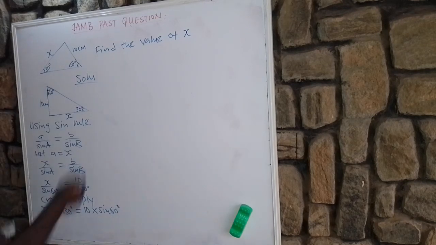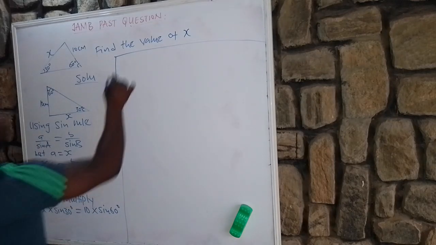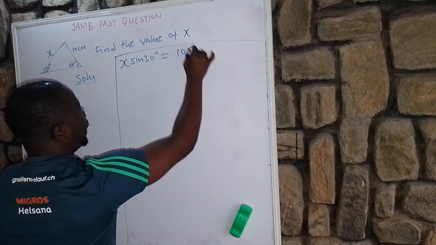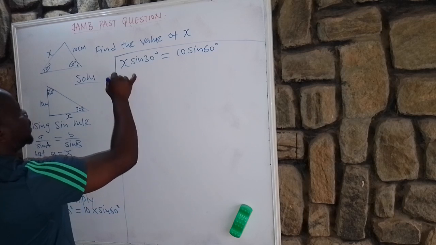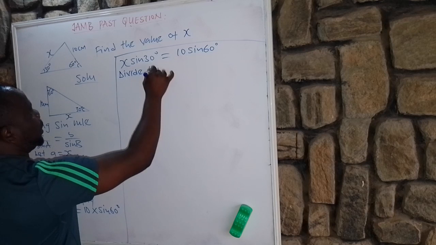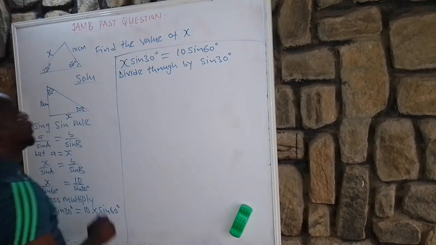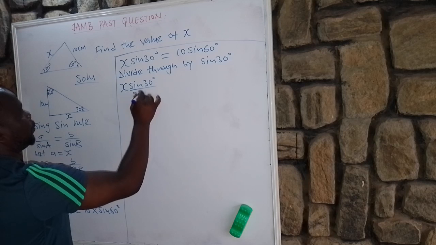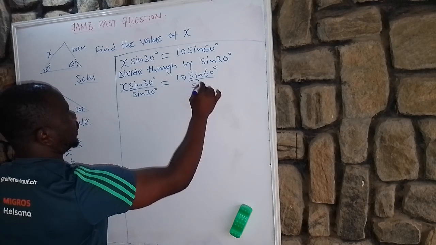So here at this point, amen, we now cross multiply. It means we are going to have X sine 30 degree will now be equal to 10 sine 60 degree. Amen. So for the fact that we are asked to look for the value of what? X. So what we need to do here is we now say divide by sine 30 degree, not X. Since we are looking for the value of X, so X sine 30 degree all over sine 30 degree will now be equal to 10 sine 60 degree all over sine 30 degree.